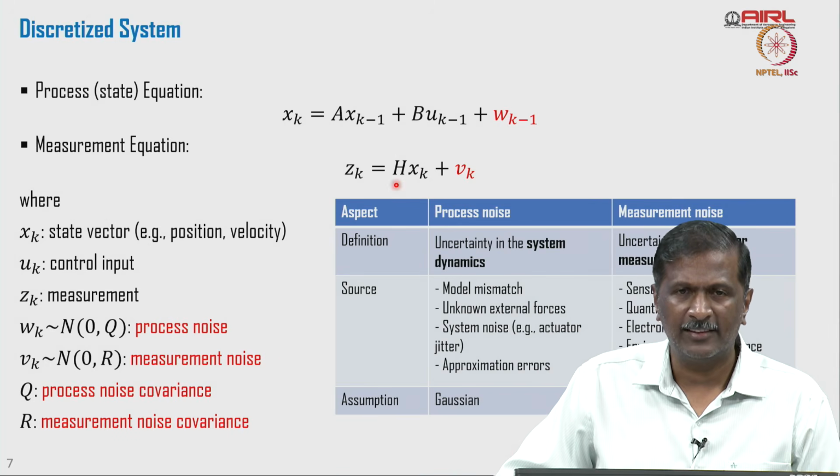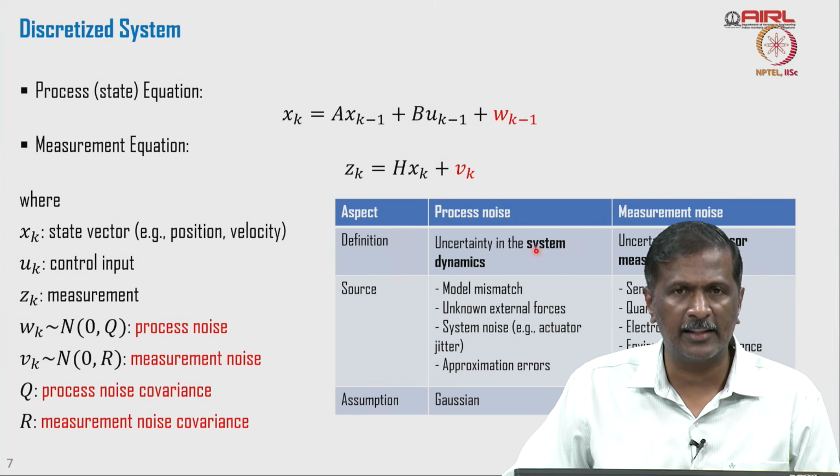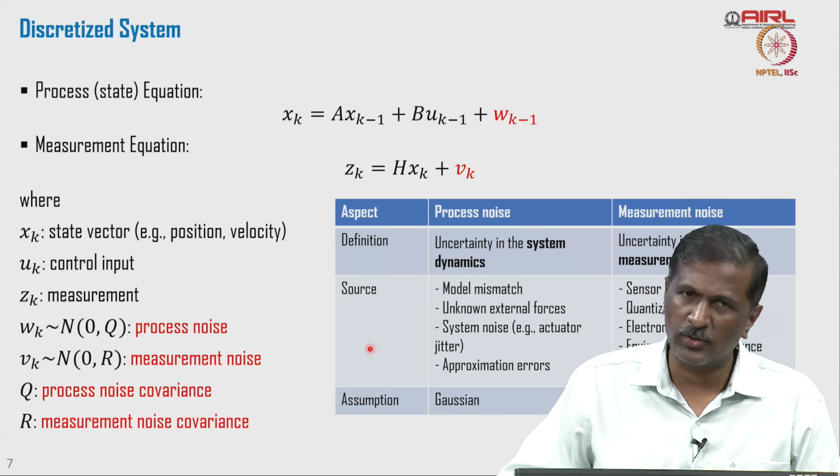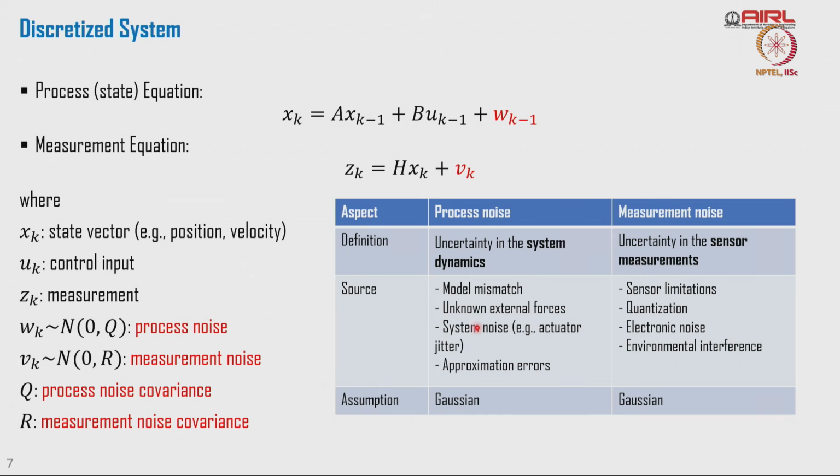What are we seeing? Different aspects of it: the process noise and measurement noise. Process noise talks about uncertainty in the system. What are the sources of this uncertainty? It could be coming from model mismatch, from external forces, from system noise, or it could be due to approximation errors. The assumption here is all of these are Gaussian in nature. I mentioned earlier zero mean and covariance of Q.